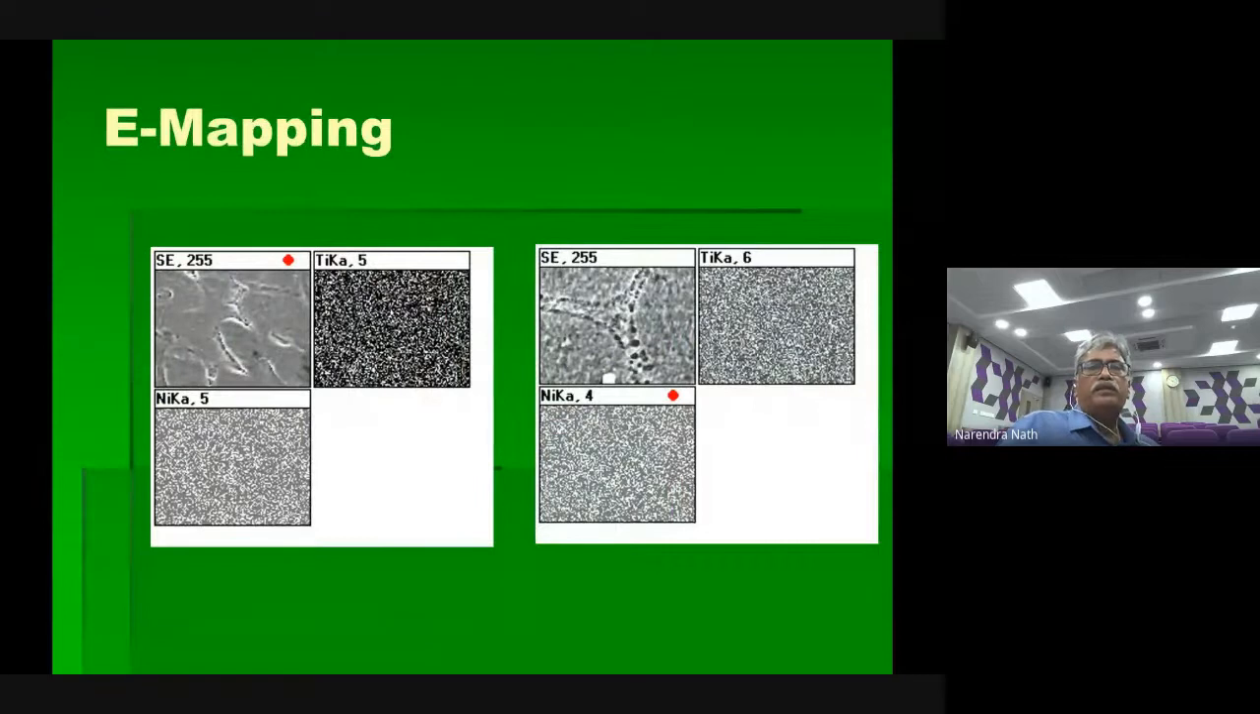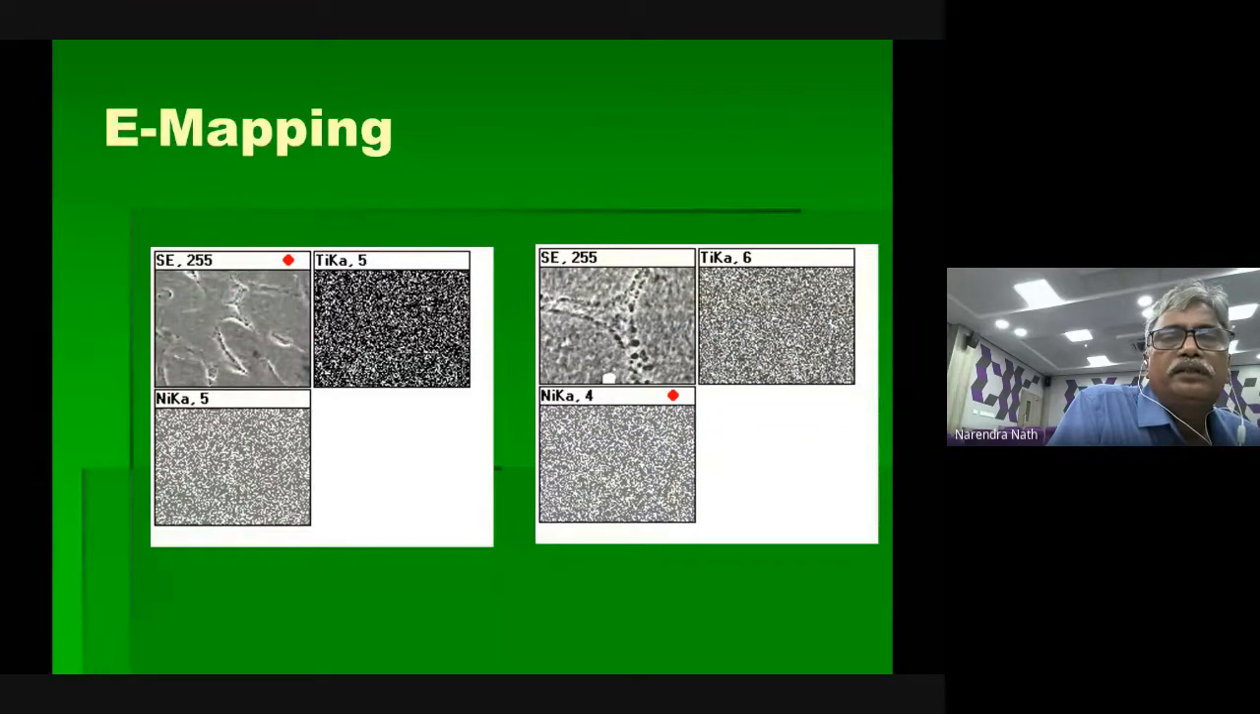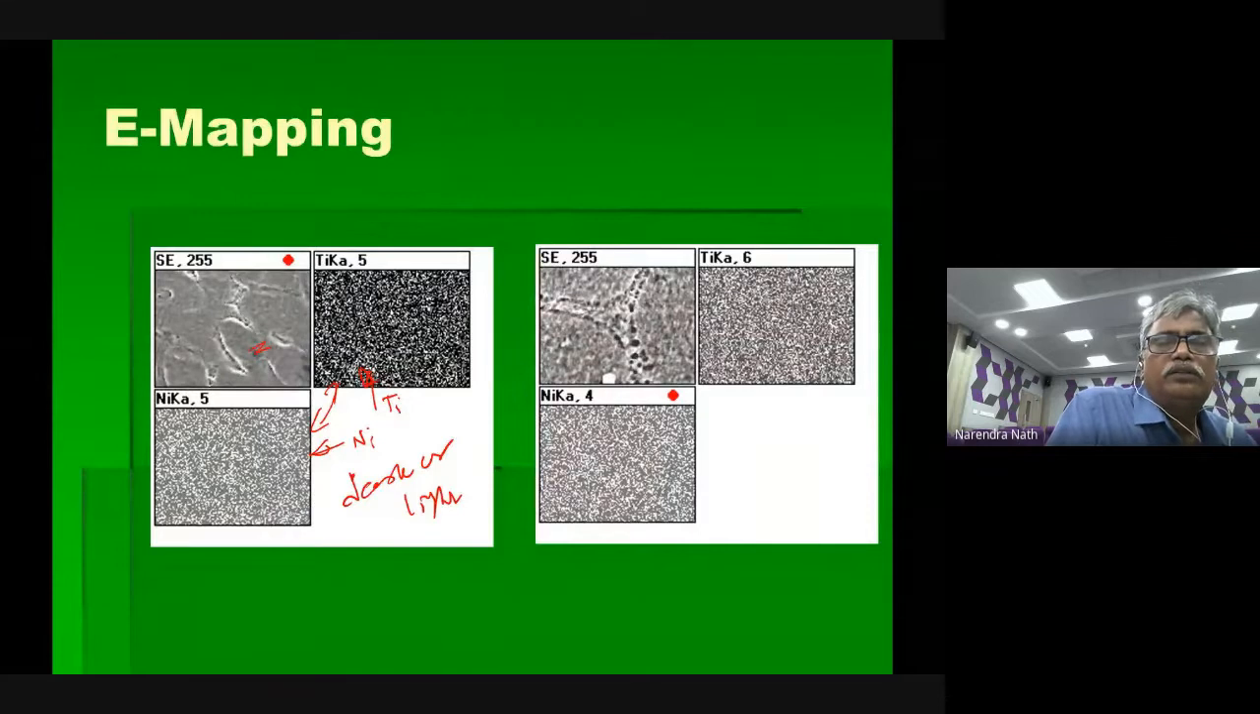And this is elemental mapping. This is the area we mapped. So here you see, bright is Ti, dark is Ni. If you put one over the other, you get this figure. So that means dark or light is equal, so nickel and titanium are equal. We checked that for a big area, and also at a triple point.